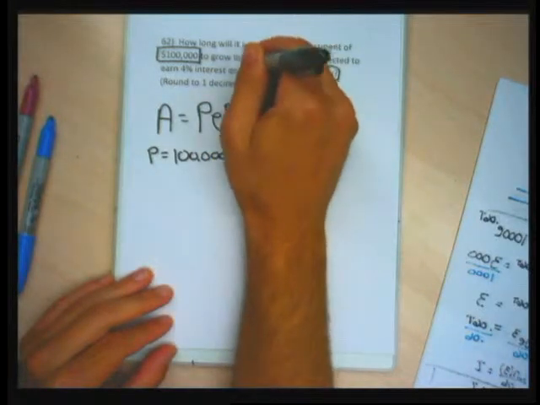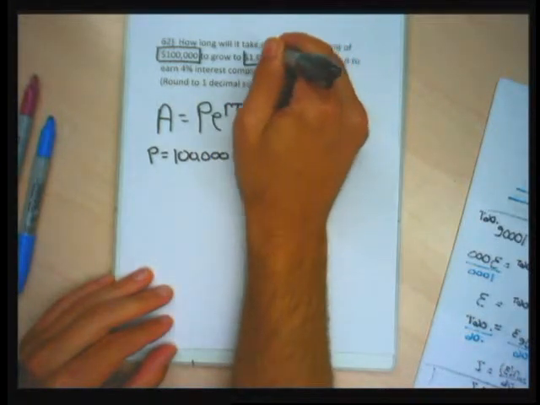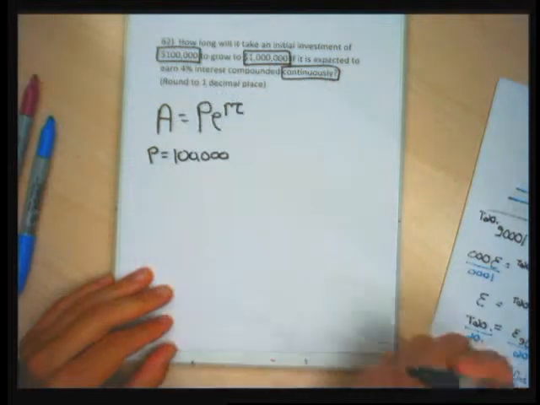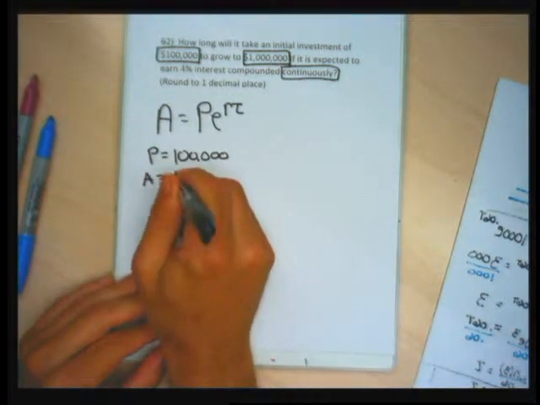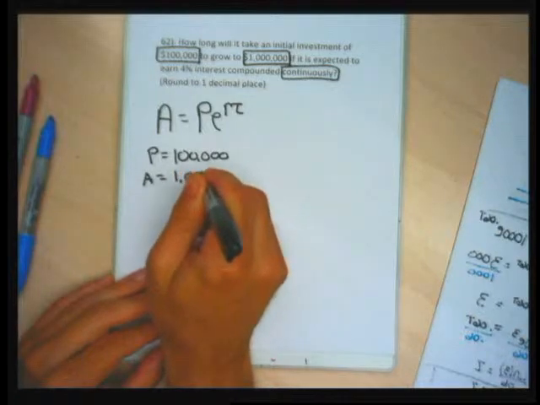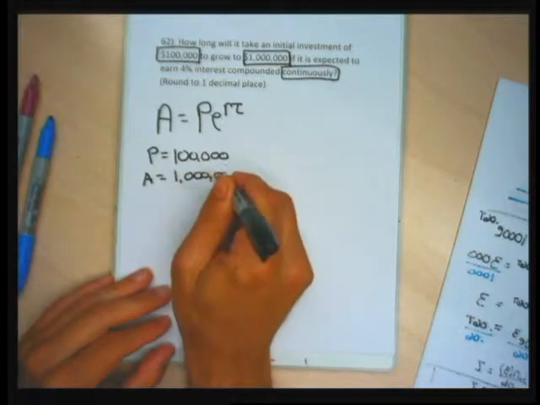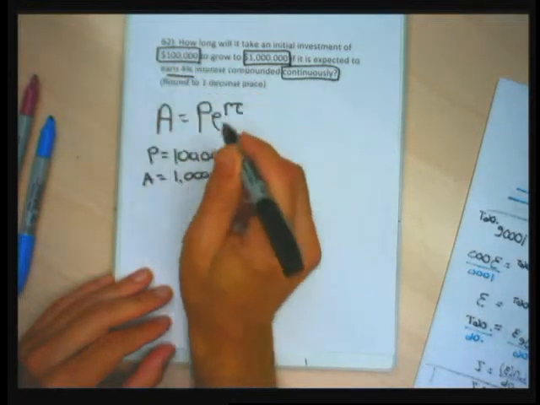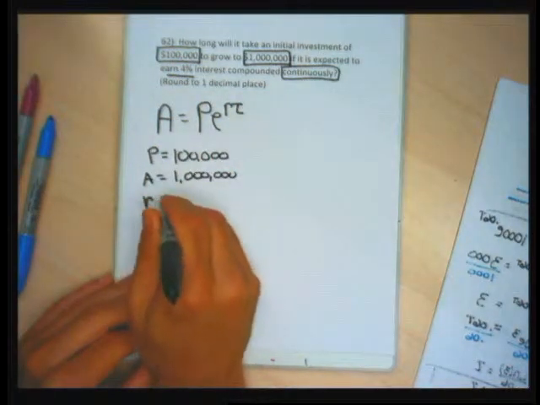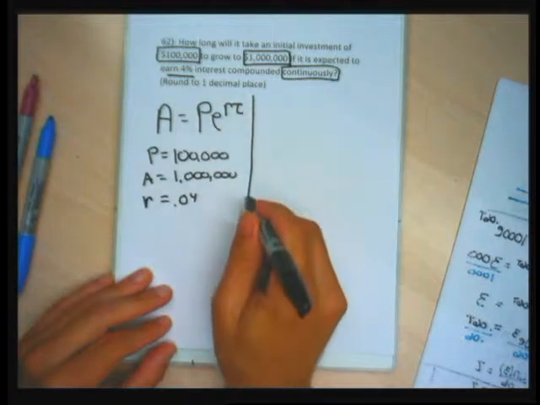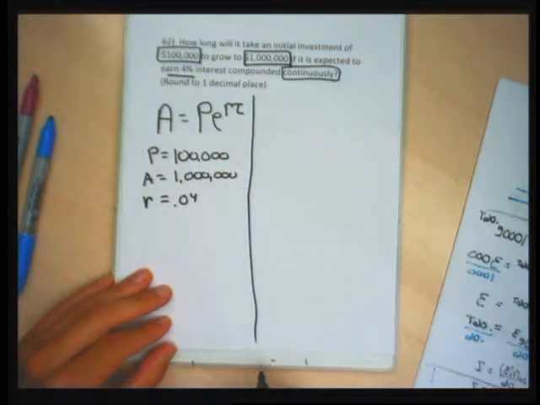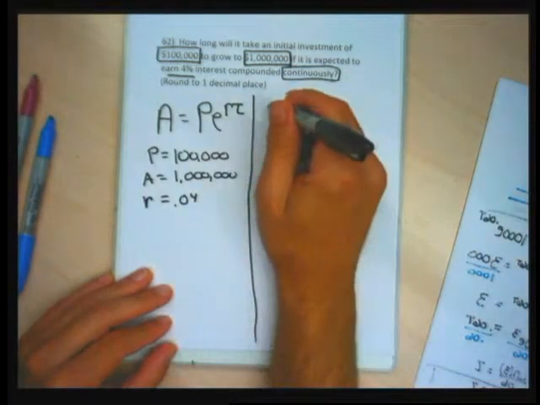The next number I see is $1 million. That's the amount of money that I'm going to have in the future, so that's going to be the A. And the other number I see in the problem is 4%. That's the interest rate, and I'm going to make it a decimal. I'm going to find out how long it's going to take my $100,000 to grow to $1 million by putting the numbers into the formula.